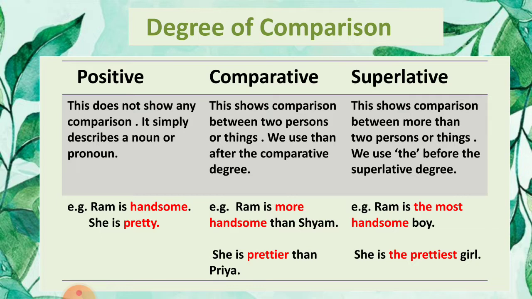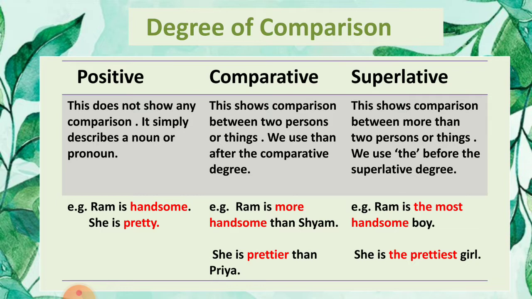The second type of degree of comparison is comparative degree. This shows comparison between two persons or things. We use than after comparative degree, right? So comparative degree of adjective is used to compare two persons or things, and we always use than after a comparative degree. Now the third type of degree is superlative degree.